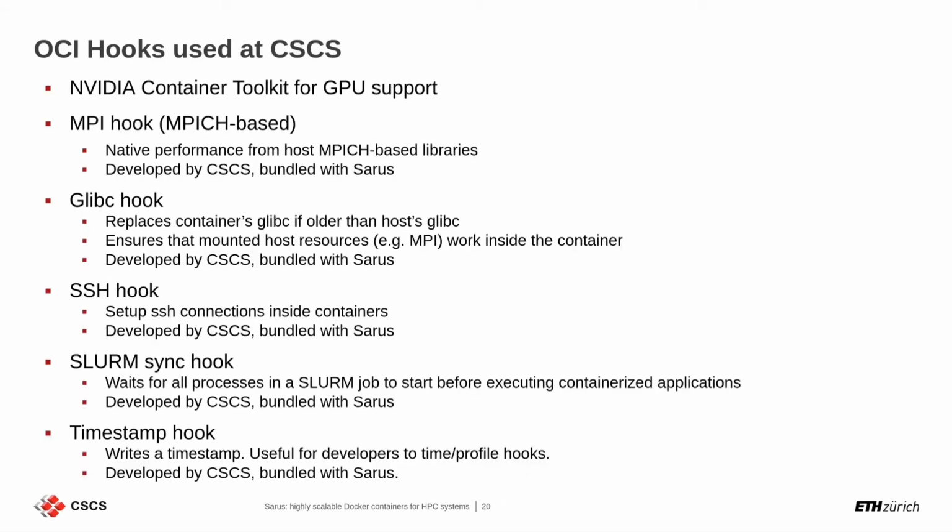This is a list of the OCI hooks currently used at CSCS in a production scenario. We have the NVIDIA Container Toolkit for GPU support, an MPI hook, which is MPICH-based to give native performance from host-based MPICH libraries, a glibc hook to ensure that injected host resources keep working also with images based on some older Linux distributions. We have an SSH hook for setting up connections inside containers, a Slurm synchronization hook, and a timestamp hook for profiling purposes. Of these, the two most interesting hooks are obviously the one regarding the MPI and the NVIDIA Container Toolkit. So let's have a closer look at these ones.